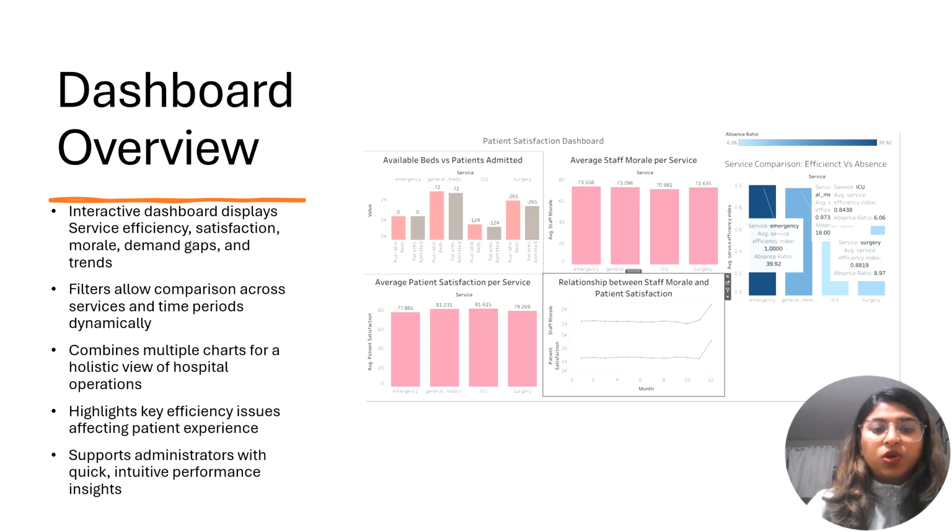Here is the main dashboard created for this project. It represents multiple indicators in one view, indicating patient satisfaction, staff morale, demand gaps, and monthly trends, as well as the service comparison of efficiency versus absence. The interactive filters allow users to compare services and months easily, making it practical for decision makers. By combining several charts together, the dashboard provides a holistic view of operational performance. This setup makes it easier to identify problem areas and understand how different factors connect to each other.